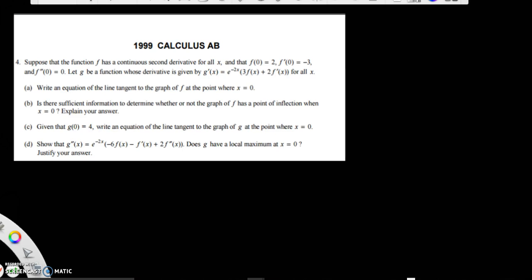Let g be a function whose derivative is given by g prime of x equals e to the negative 2x, 3f of x plus 2f prime of x for all x. Write an equation for the line tangent to the graph of f at the point where x equals 0. Okay, so we need a point and we need a slope. The point is given to us, it's 0, 2. The slope is negative 3, because that's also given to us over here.